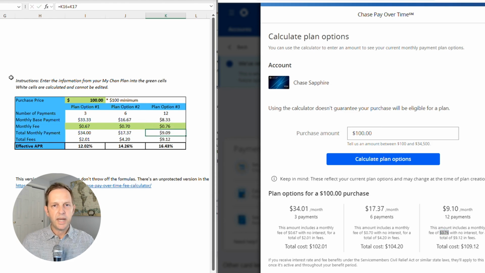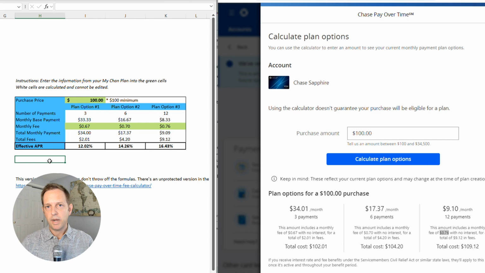So this calculator breaks down the payment amount. We have a monthly base payment of $33.33. That's $100 divided by 3. We add the monthly fee, and that gives us the total monthly payment and the total fees. So on the bottom row of the calculator, it calculates the effective APR. So what is the effective APR?